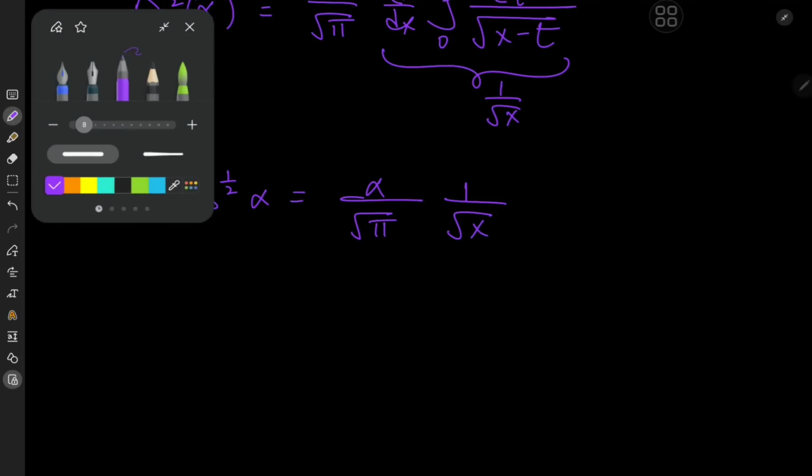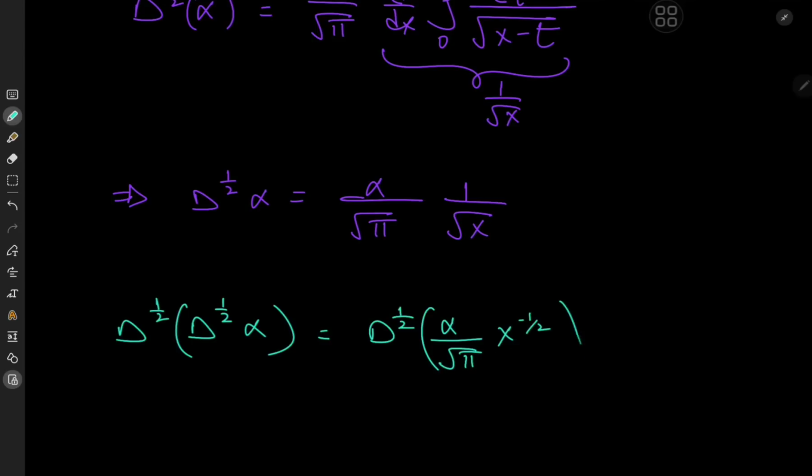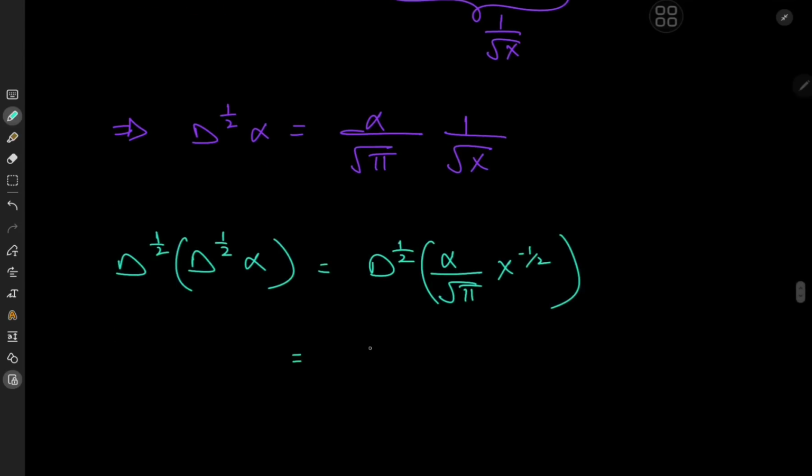Can we actually conclude that this thing works as it should? We'll apply the half derivative operator to it again and see if we get a 0. So we have the half derivative of the half derivative of alpha, which is the half derivative of alpha by root pi times x to the negative 1/2. And again, we have alpha divided by root pi times the half derivative of x to the negative 1/2.